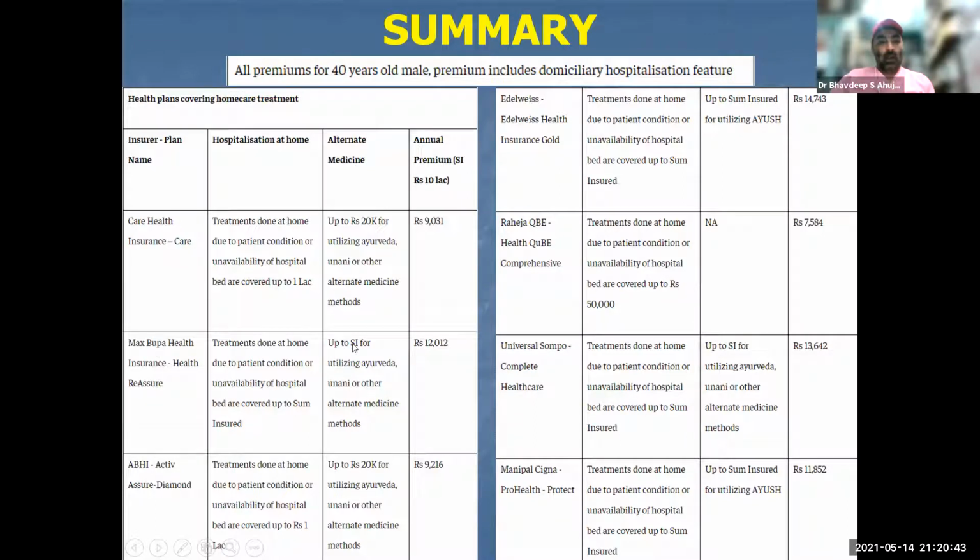In Max Bupa, up to the sum insured is covered at home, which is a big thing, but then the premium goes very high. Then Aditya Birla Active Assure Diamond up to 20,000, HDFC's plan up to the sum insured, Raheja doesn't cover, Universal Sompo up to the sum insured, Manipal Cigna up to the sum insured. But those who are allowing up to the sum insured obviously know that you are not going to use a major amount for home hospitalization, because what can you have? A nursing facility, a doctor visiting you, medicines, physiotherapy, maybe an oxygen cylinder, maybe some other gadgets associated with that, maybe other kits in today's times.